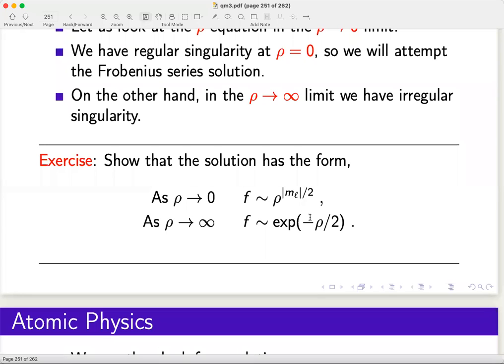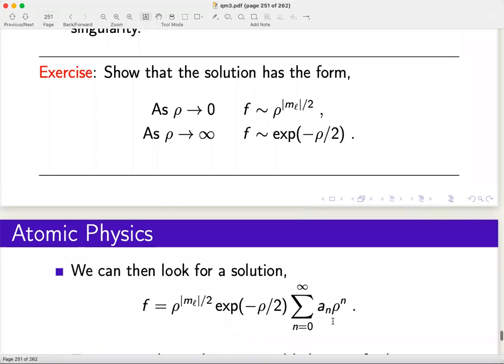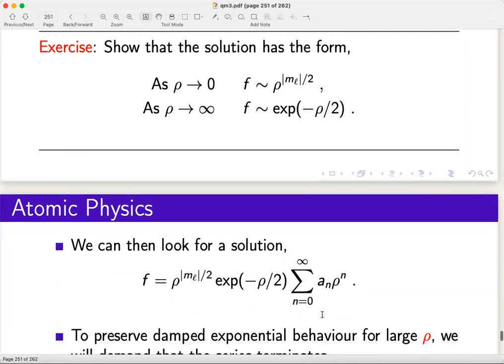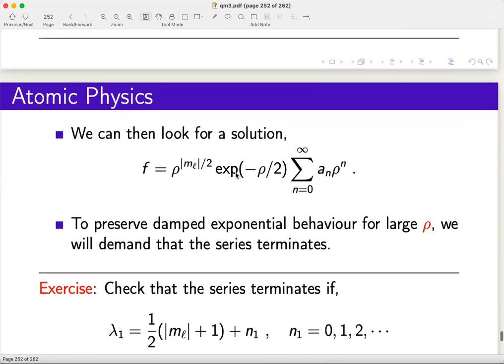So if you want to preserve this behavior, we would say that this series actually terminates for some value of n. That means a_n for some value of n vanishes. That vanishing condition imposes a constraint on the parameters that appear while determining all these a_n, when you substitute this wave function back into the Schrodinger equation.